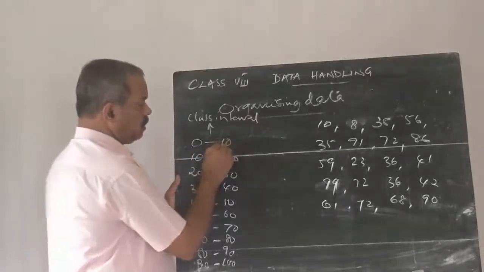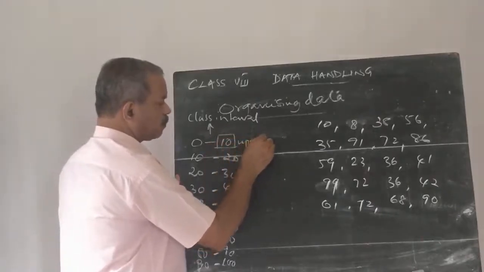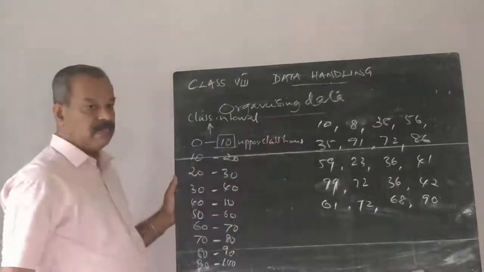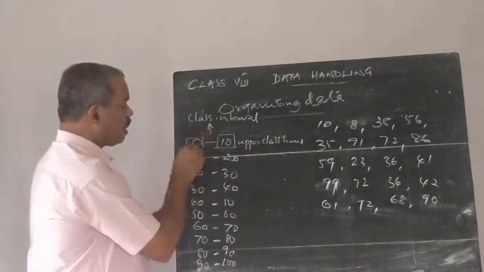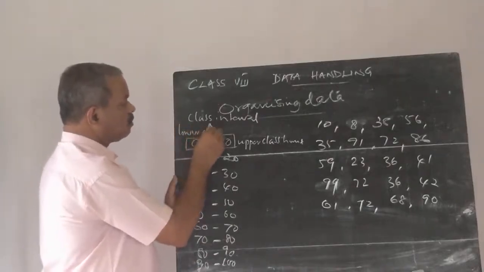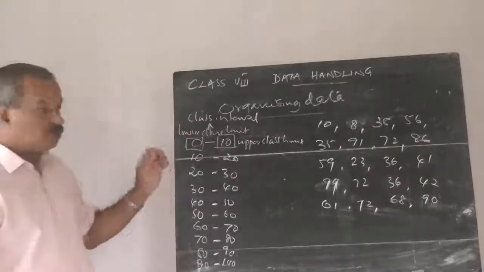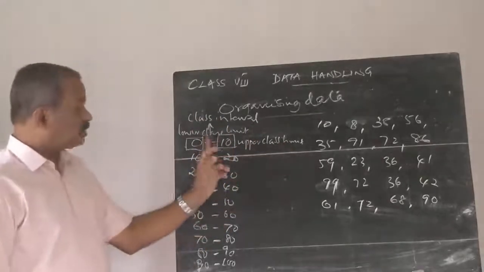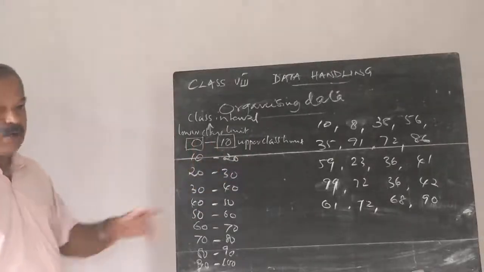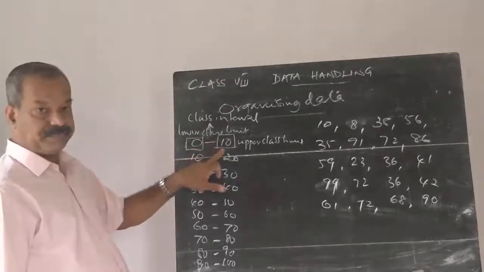This limit is called the upper class limit of the first class interval. This is called the lower class limit of the first class interval. So the upper limit is excluded from that class interval. That number is not included here. So how many marks are included here? From 0 to 9, 10 marks.